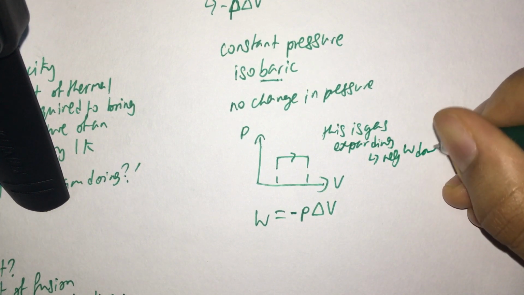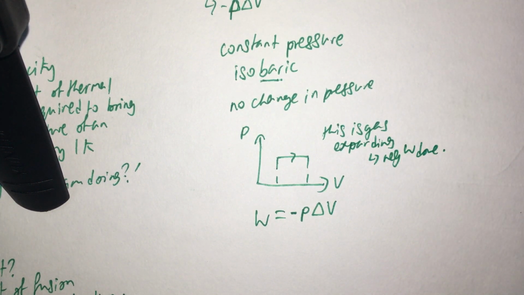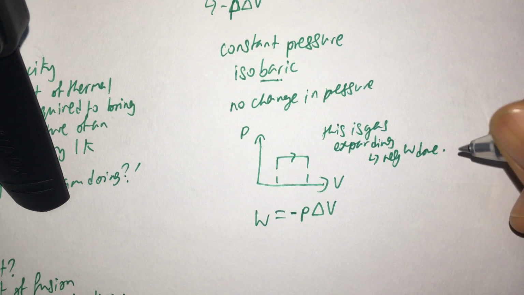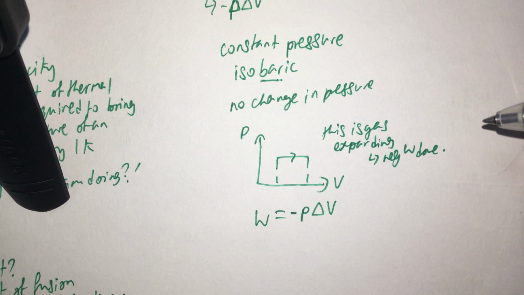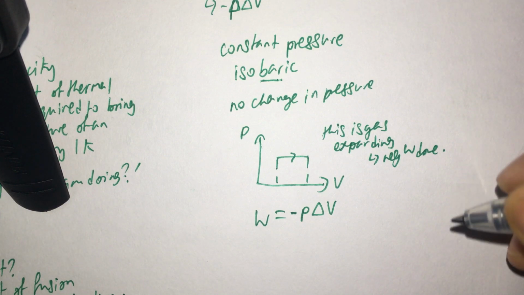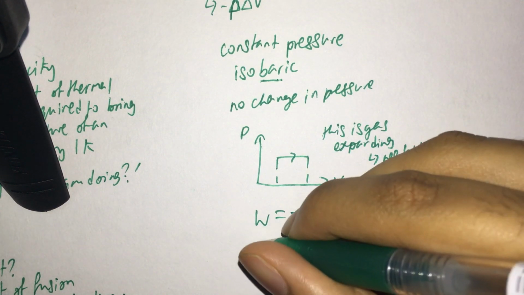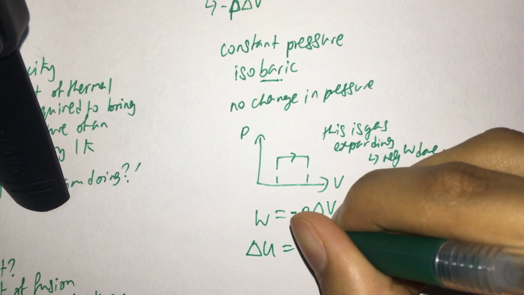So in that scenario, work done will be negative. And that's why when you calculate work done, you must put a negative P times the change in V, or you can say delta V. So just use that, and remember, just use the equation as normal. Delta U equals work done plus heat supplied.